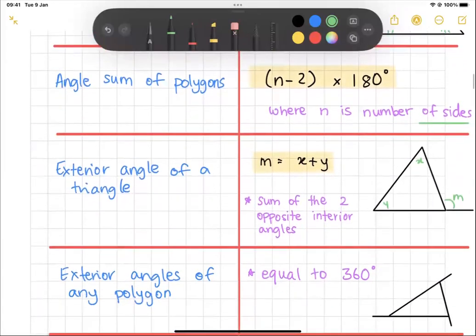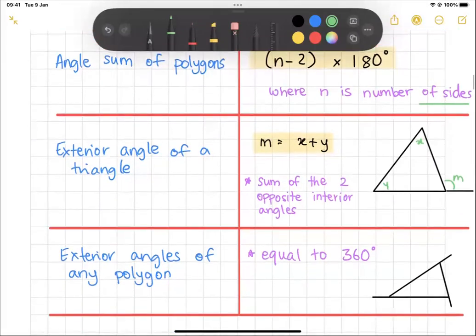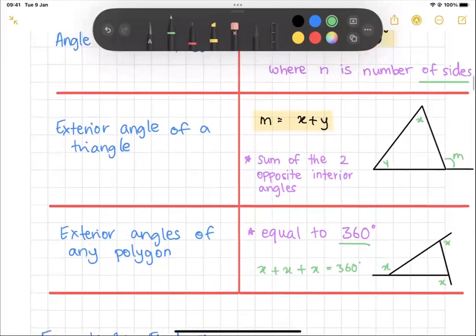Then exterior angles of any polygon must equal 360. Okay. These are the external angles of this triangle, right? These X's, if I add them all together, must equal 360. Okay. Hopefully that makes sense, and wait for part 2.